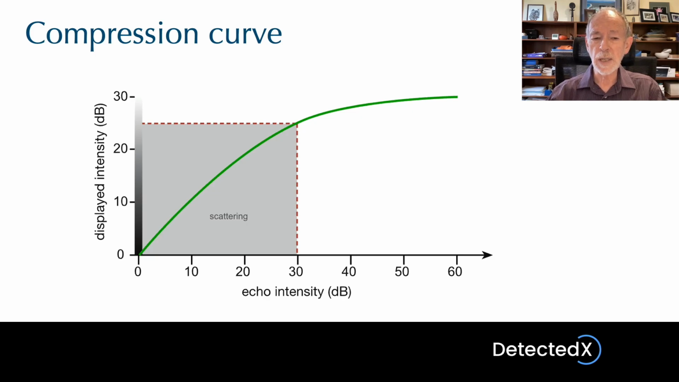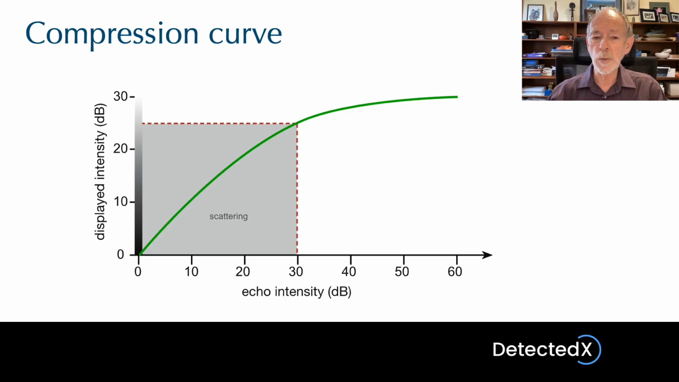So roughly speaking, the lower 30 decibels of the echoes correspond to scattered echoes coming from soft tissue, and the stronger echoes above that 30 decibel point are going to be predominantly from reflections from tissue interfaces. So what we're saying is that the most important thing is to be able to display variations in soft tissue echoes produced by scattering.